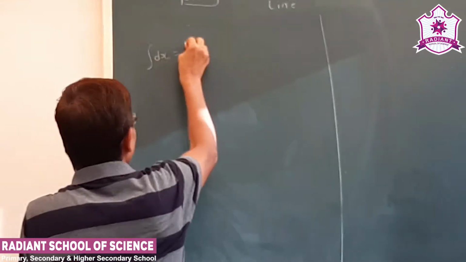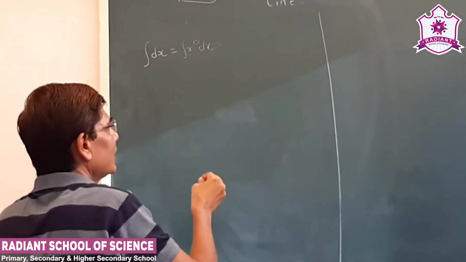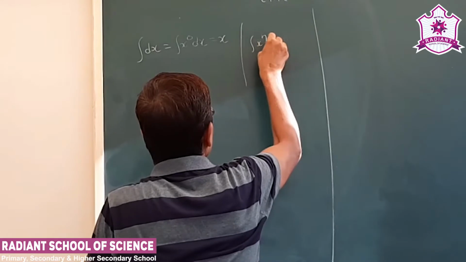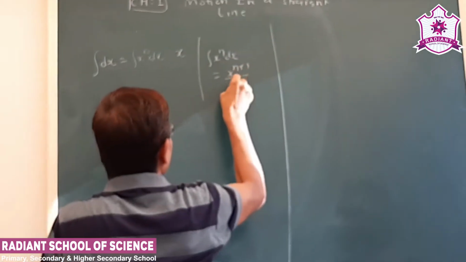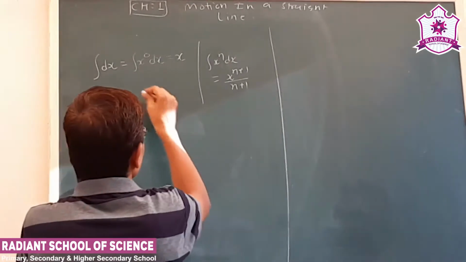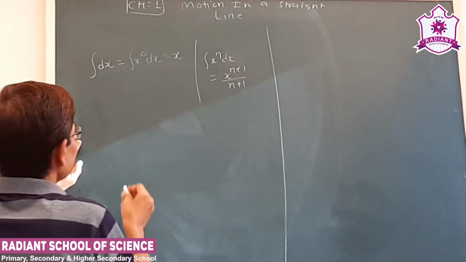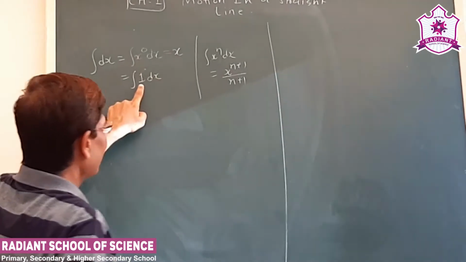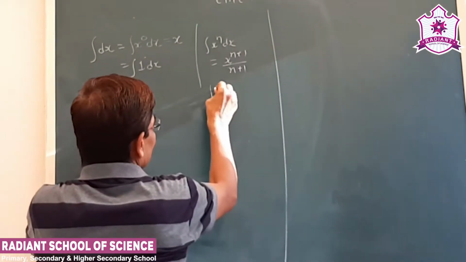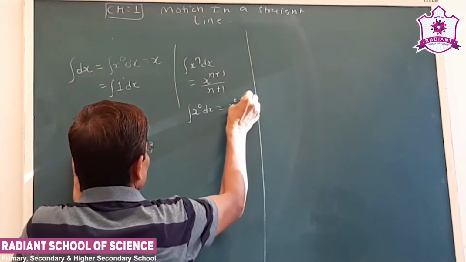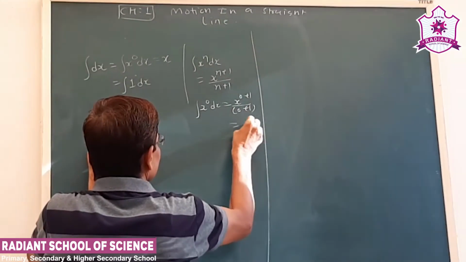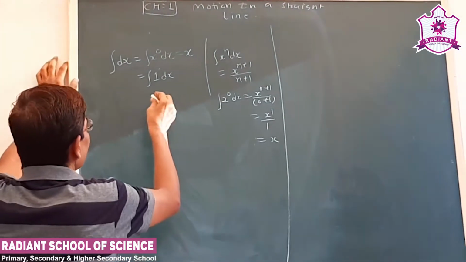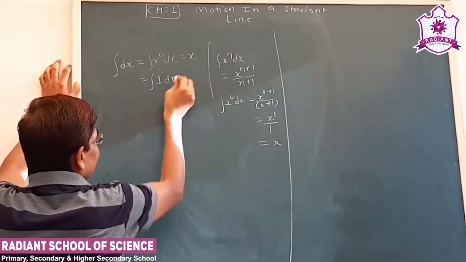Now integration dx is nothing but integration of x raised to 0 dx. That turns out to be x. How? The formula: integration of x raised to n dx is x raised to n plus 1 upon n plus 1. So here integration dx is nothing but integration of 1 dx. 1 is nothing but x to the power 0, and if I take the integration of x to the power 0 dx, it is x raised to 0 plus 1 upon 1, which is x. So integration dx is x, that we have to remember well.